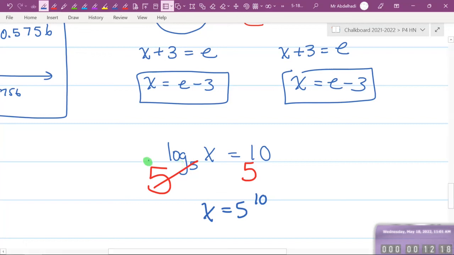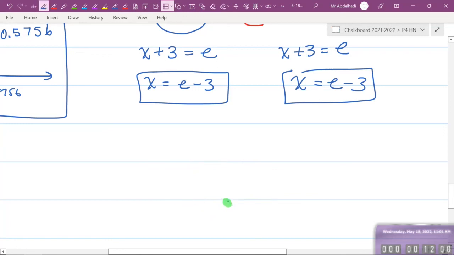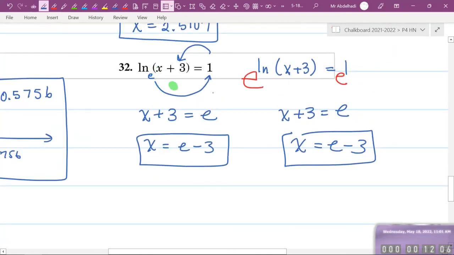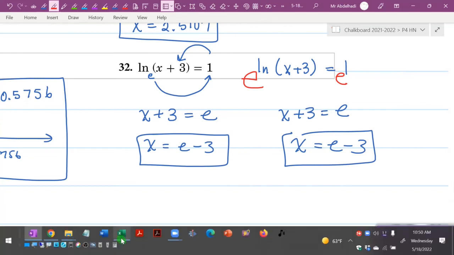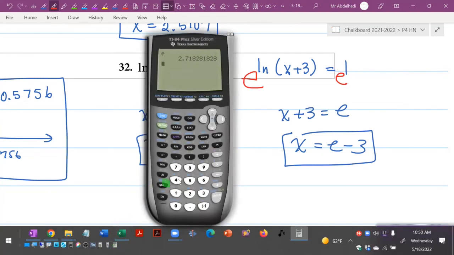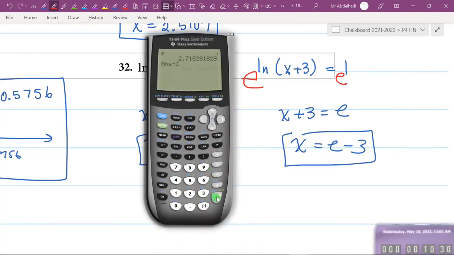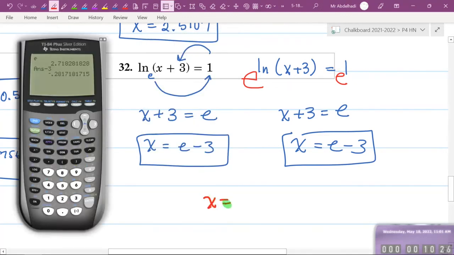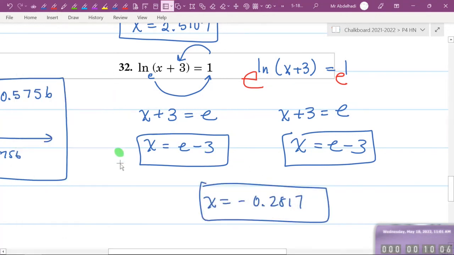Okay, and this makes sense because if this is equal to this, then 5 to the power of this has to equal 5 to the power of that. Okay, so that's just another trick, another way to do this problem. You can do it either way. I'm probably thinking you're going to stick to the circular method, but this is also a shortcut as well. Okay, and yeah, technically they did tell us to round to the nearest fourth decimal place, so we need to grab a calculator and do e minus 3, which would make it x equals negative 0.2817. Okay, and that's number 32.